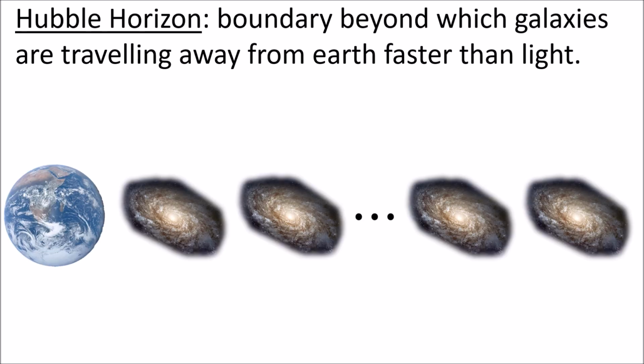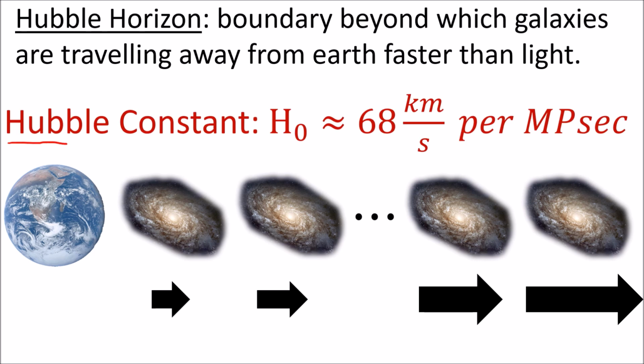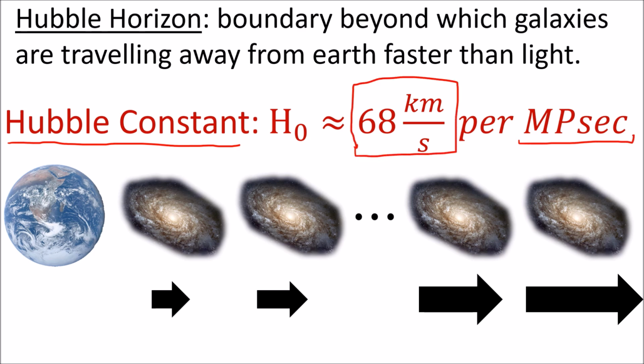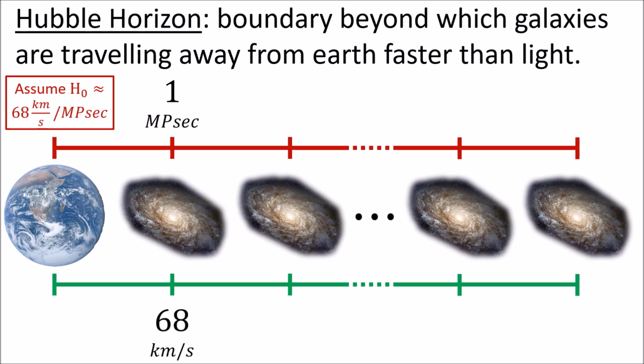In an expanding universe, galaxies that are farther away from us travel away from us faster. The velocities of these galaxies are described by the Hubble constant, which says that for every megaparsec of distance, a galaxy will travel away from us by an additional 68 kilometers per second. So at 1 megaparsec away, a galaxy travels 68 kilometers per second away from us. At 2 megaparsecs away, a galaxy travels 136 kilometers per second away from us.